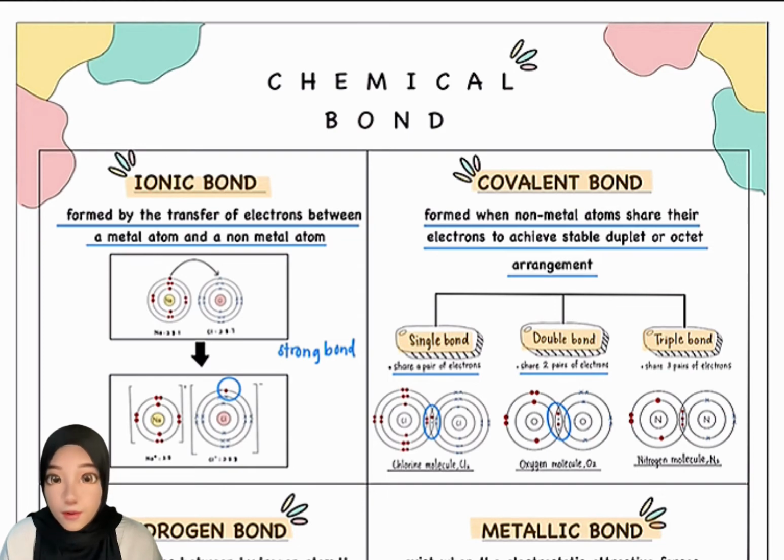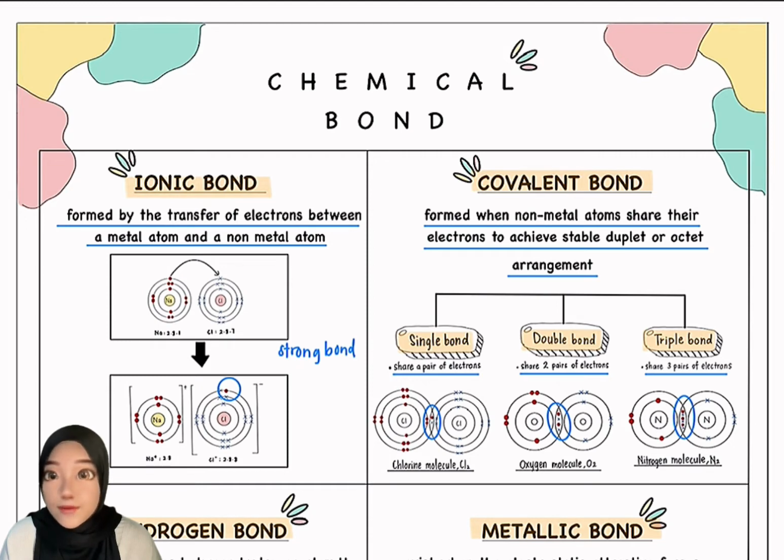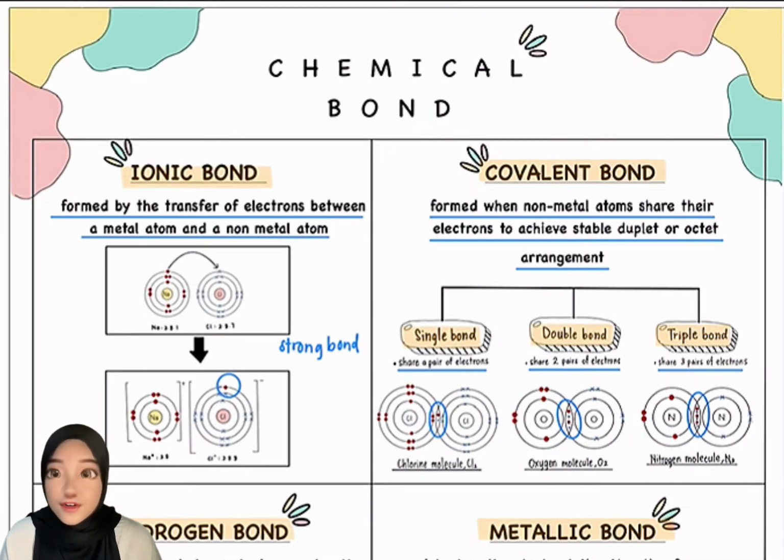While for triple bond, it is a bond formed when atoms share 3 pairs of electrons between 2 atoms. For example, a nitrogen atom with an electron arrangement of 2.5 will contribute 3 valence electrons to be shared between 2 nitrogen atoms to achieve the stable octet electron arrangement of 2.8. Thus, the sharing of 3 pairs of electrons will result in the formation of a triple bond in a nitrogen molecule.